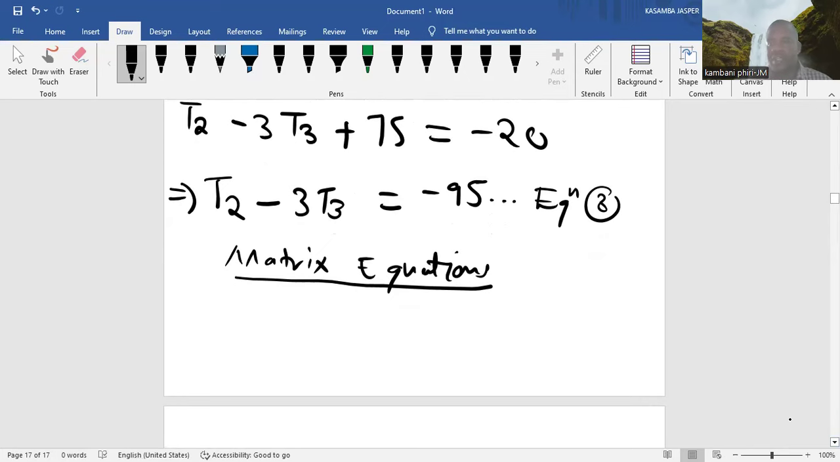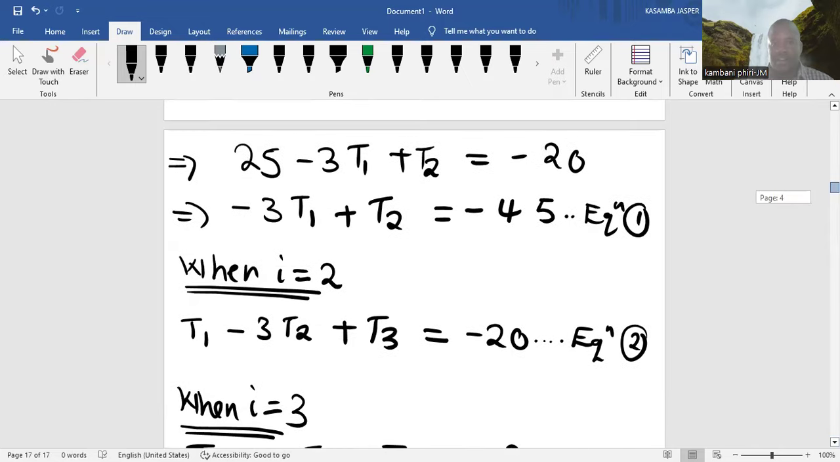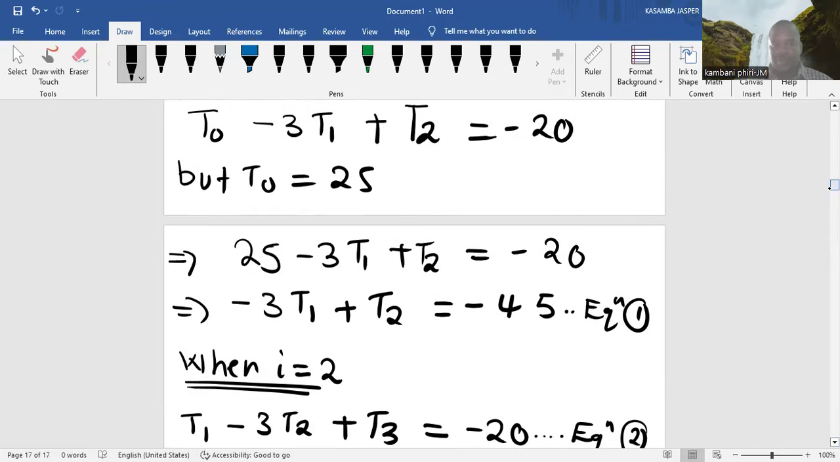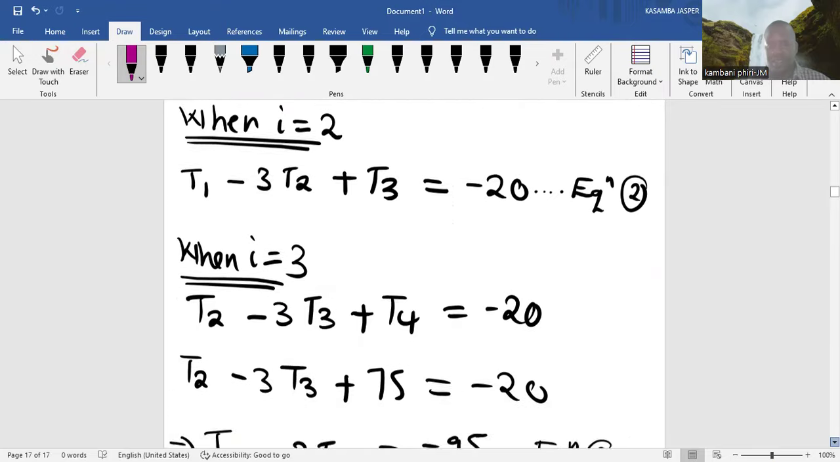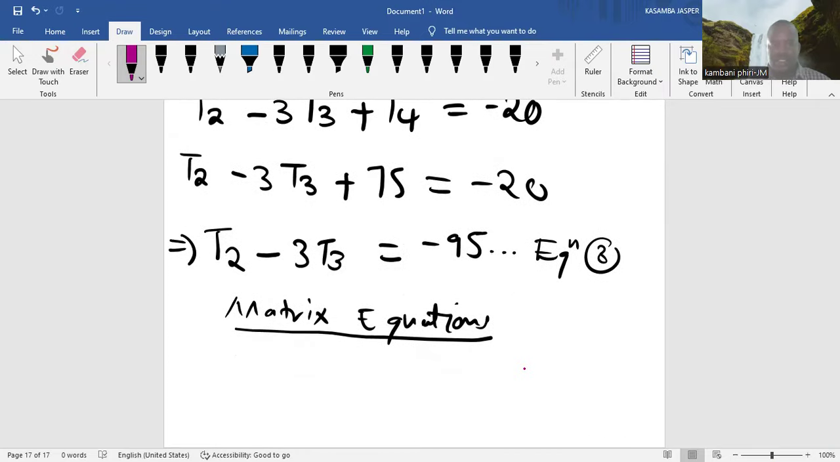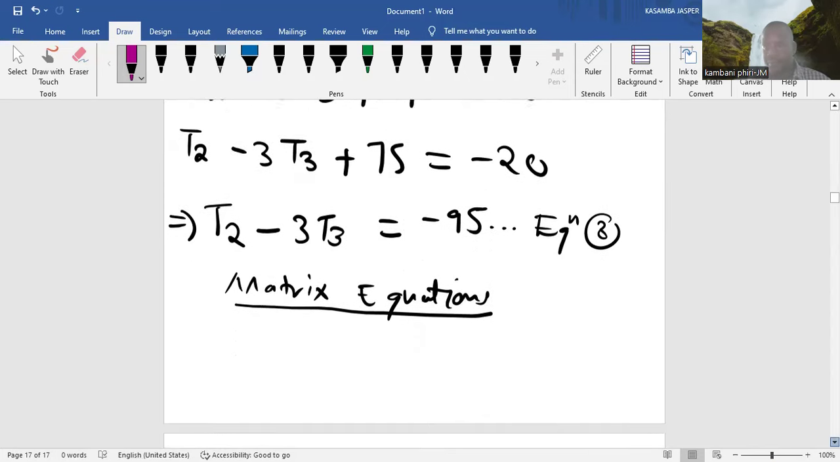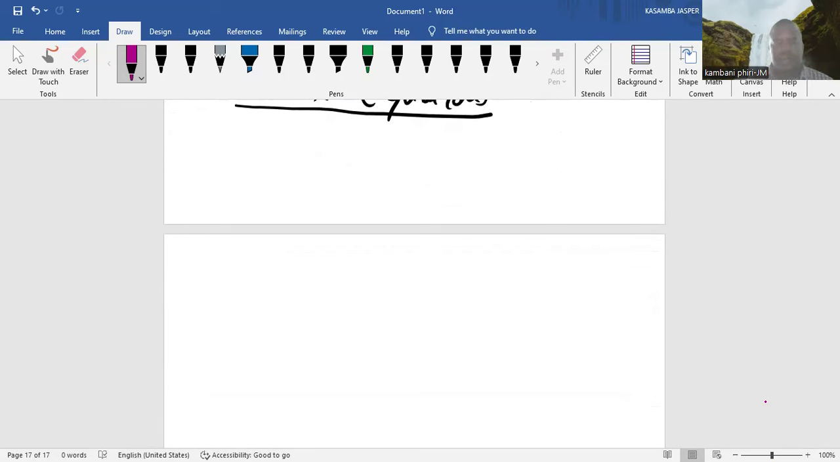So from our first equation, when you pick the coefficients, you have negative 3, 1, and T3 is 0. From the second equation, we have 1, negative 3, 1. From the third equation, T1 is 0, so it's 0, 1, and negative 3. So we are going to have negative 3, 1, 0, then 1, negative 3, 1, then 0, 1, negative 3. This is what we are going to have.